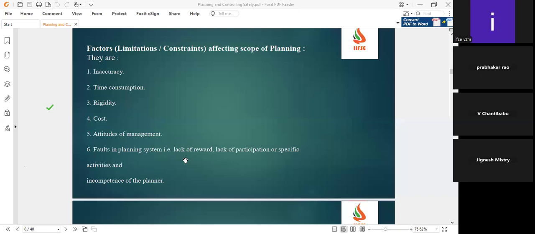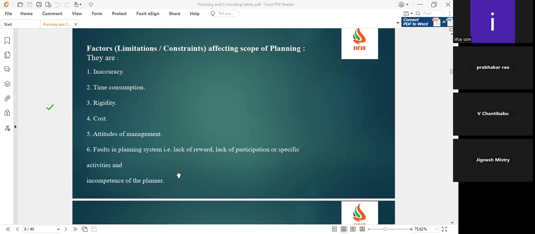Attitudes. The cost is also important. Why? Because we are increasing by 2 tons, cost in the first department, and in the second department steam may be required. Raw materials may not need to increase, but steam is required. Steam is cost. Fuel means cost. Additional manpower is required, cost is required. That means we have to study the limitations and constraints affecting the scope of planning: inaccuracy, time consumption, rigidity, cost, attitudes of management, and faults in the planning system. Because these were not considered while planning for safety initially, that also has to be taken care of in the future course.